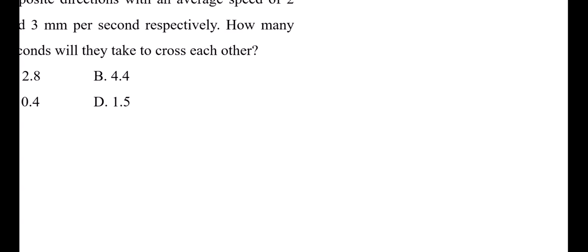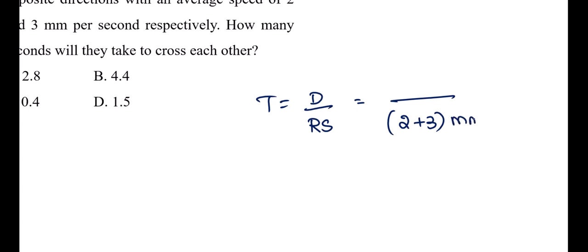Two ants of length 1 centimeter and 1.2 centimeters crawl in opposite directions with an average speed of 2 and 3 millimeters per second. How many seconds will they take to cross each other? So by default, you should consider they are at the same place, crossing each other. There is no distance between them when they are crossing each other. So first, time is distance by speed. Here both are moving, so relative speed. Opposite direction speed should be added. 2 plus 3, 5, but millimeters per second.